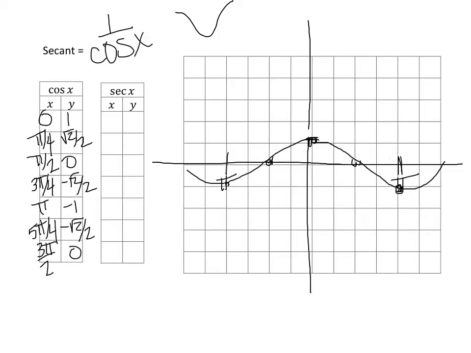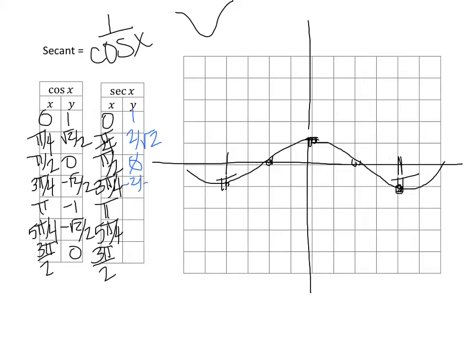Okay, if I flip all my values over, transfer the exact same angles, they're not changing. If I flip 1 over, what do you get? 1. 2 over radical 2, undefined. Negative 2 over radical 2, negative 1, negative 2 over radical 2, undefined.